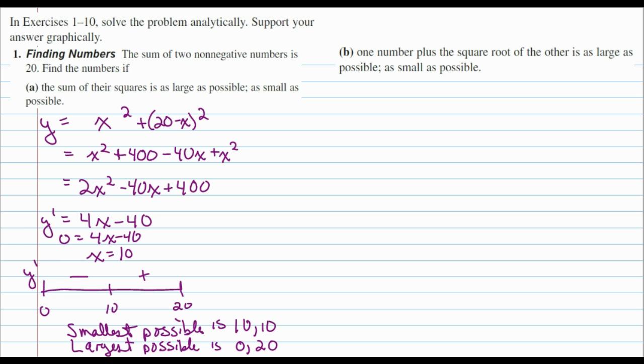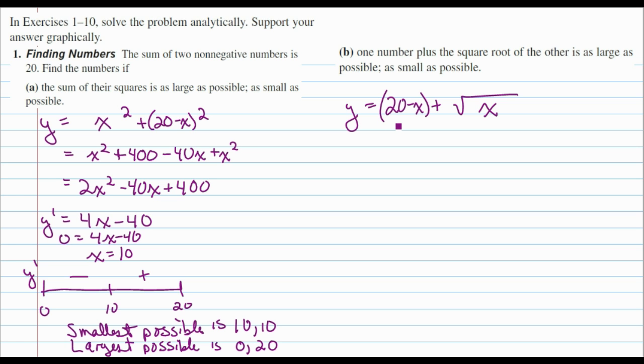Part B has the same setup, so the sum of the two non-negative numbers is 20, so we're going to use x and 20 minus x again. But one number plus the square root of the other is as large as possible or as small as possible. So then the question is, do you put the square root around the x or the 20 minus x? Well, I don't want to put a square root around 20 minus x because finding its derivative is going to involve the chain rule. I'm going to put the square root around the x and leave 20 minus x alone.